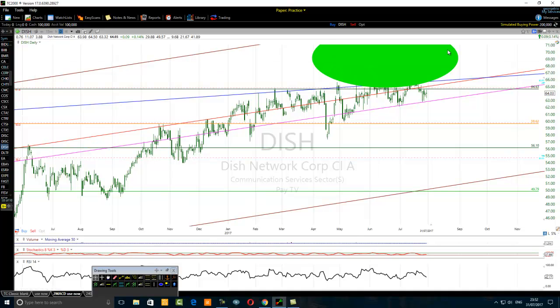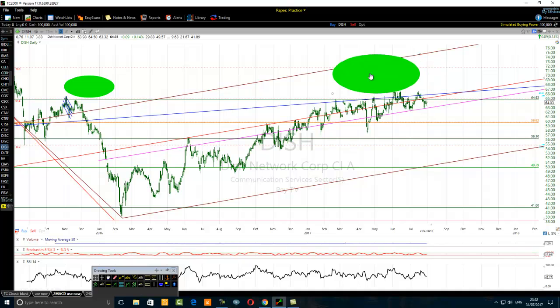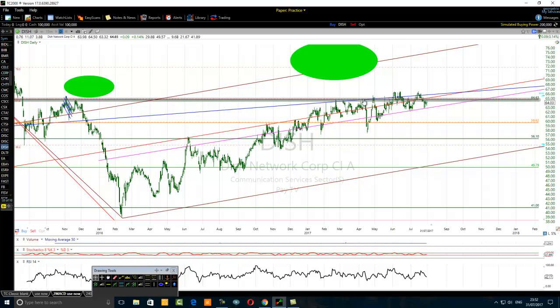Hold on, please. I'm trying to remove my green spot, and we'll monitor the reaction of the price in that zone. See here, that blue trend line and that 50%. This is the intersection right here. Okay, hold on, please. Now that intersection is here.